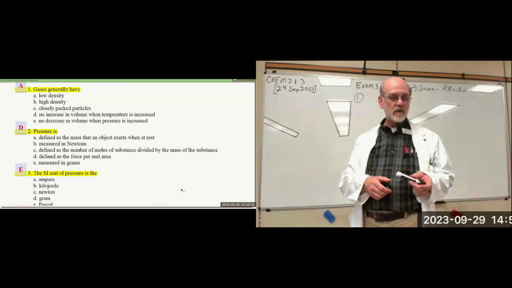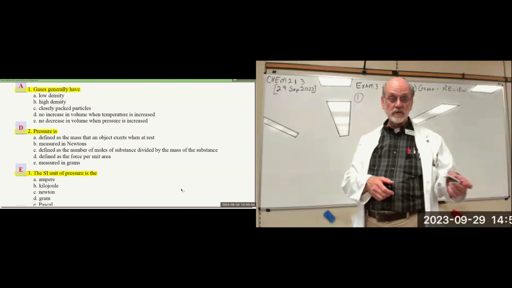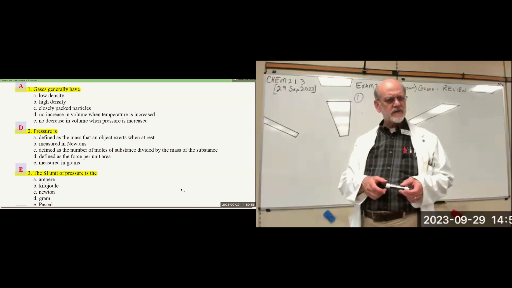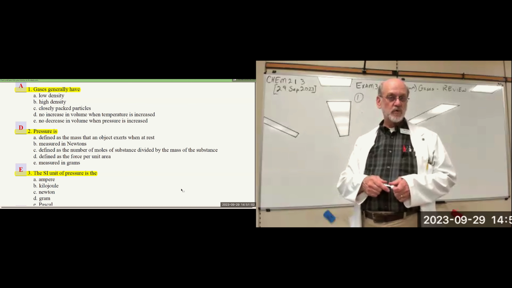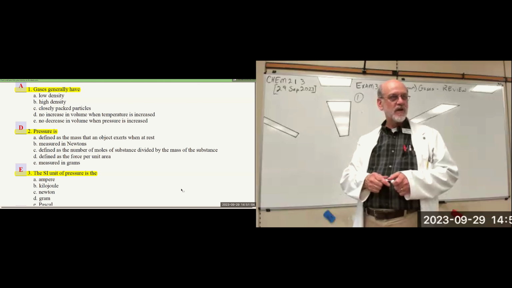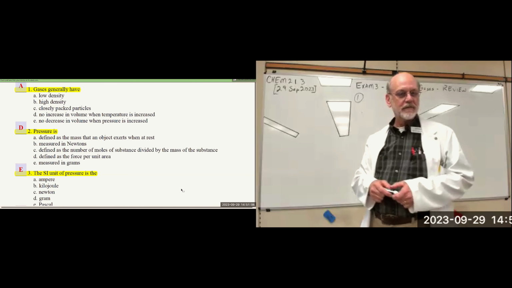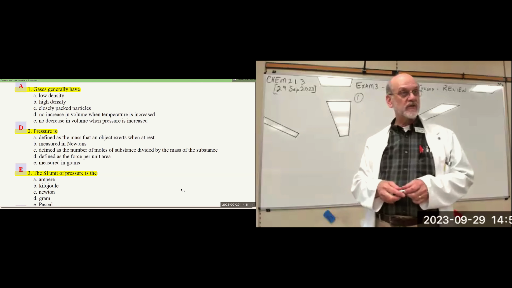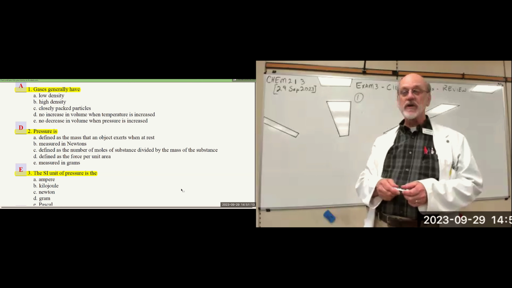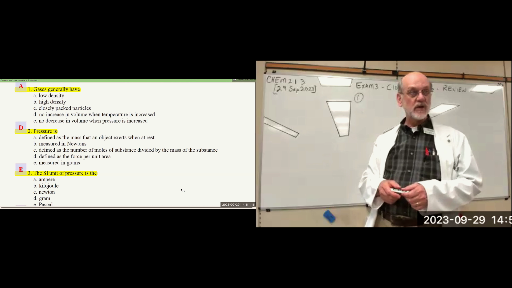High density, no. Closely packed particles, no. No increase in volume when temperature is increased. That's a lie. I mean, poor Charles, right? His law just went out the window with that one. No decrease in volume when pressure is increased. And Boyle's went out the window with that one. Right? So the only one that's good is A, low density.